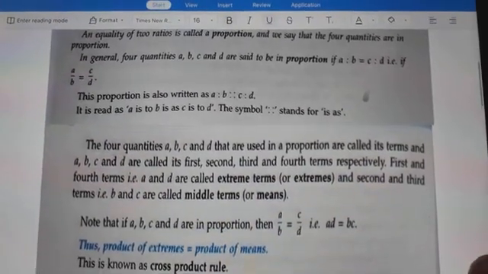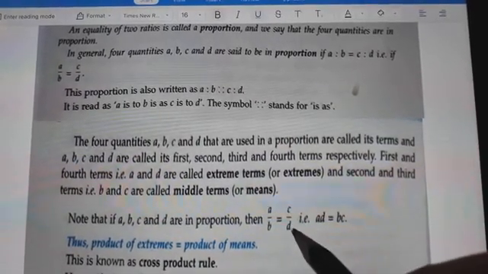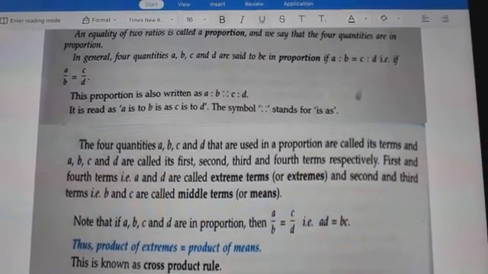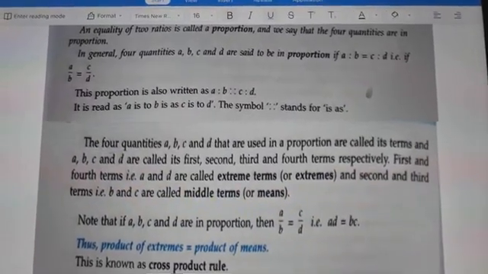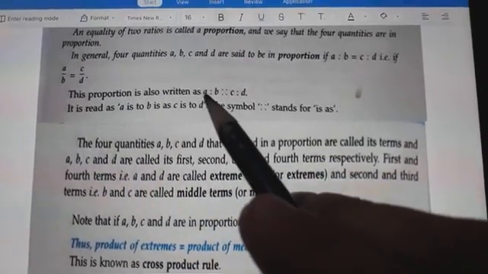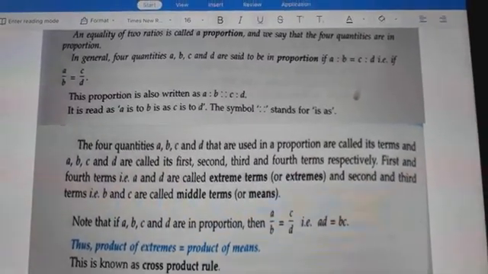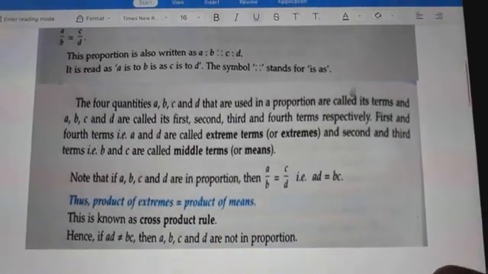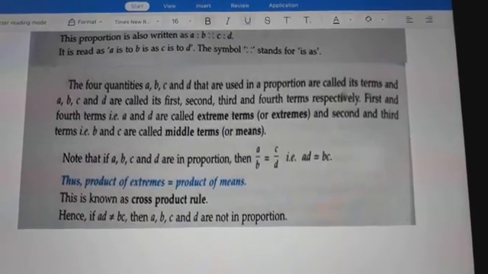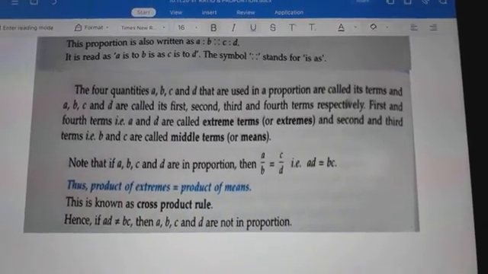So these four are in proportion where we can say A upon B is equal to C upon D, that is A into D is equal to B into C. After cross multiplication, it is known as the cross product rule. Hence we can say the product of extremes is equal to the product of means. The product of extremes means A and D, and the product of means is B into C. If A multiplied by D and B multiplied by C are not equal, then we can say they are not in proportion.